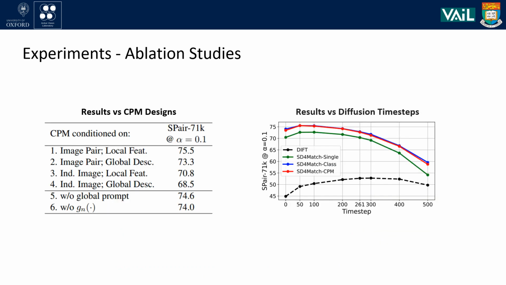We conducted two ablation studies. On the left side is the ablation study on the design of CPM, and it shows the advantage of using local features, conditioning on image pairs, and patch-wise linear projection. On the right side is the plot of accuracy against time step. As demonstrated, SD4Match improved over baseline DIFT across a wide range of time steps instead of at some specific ones.